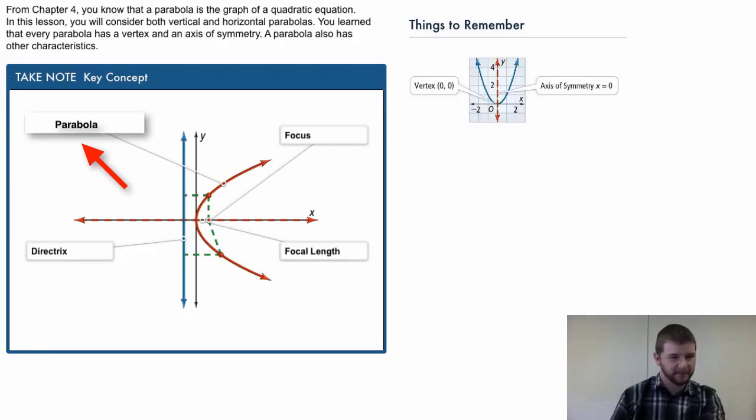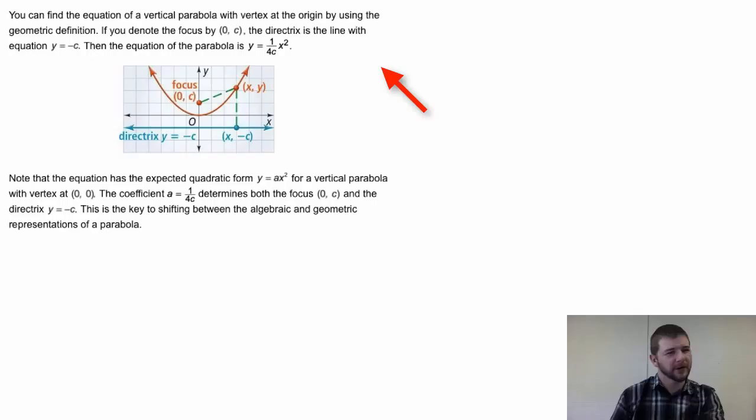That's much better. You can find the equation of a vertical parabola with a vertex at the origin by using the geometric definition. If you denote the focus by (0, c), the directrix is the line with the equation y equals negative c. Then the equation of the parabola is y equals 1 over 4c times x squared. Take a moment to examine this graph. You may want to reread the passage at the top and make sure it makes good sense to you before moving on.